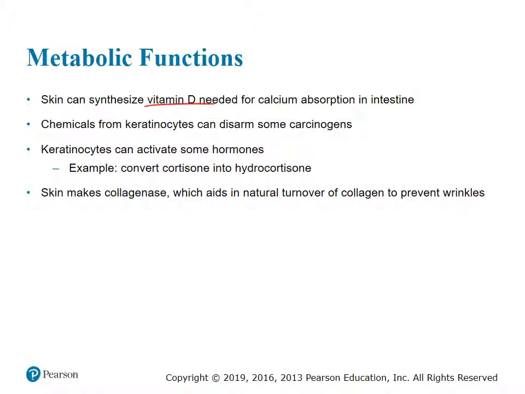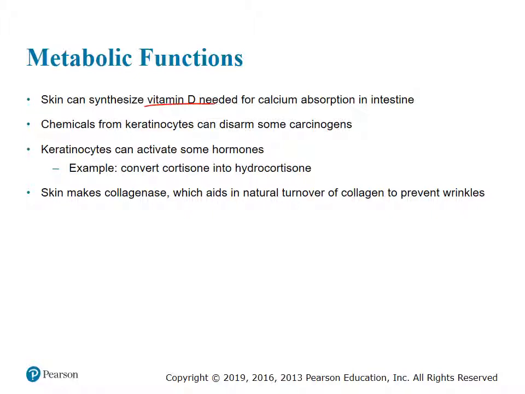So we make an inactive form, and then we turn it on or activate it. We change the chemical structure just a little bit, and it becomes activated vitamin D. But we do that at the skin level. Does anybody know what does that change? It's UV light. Yeah, sun.